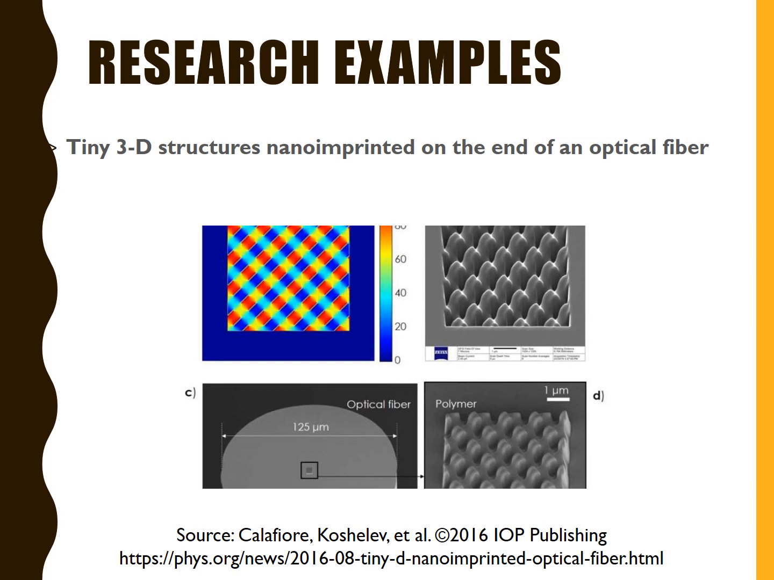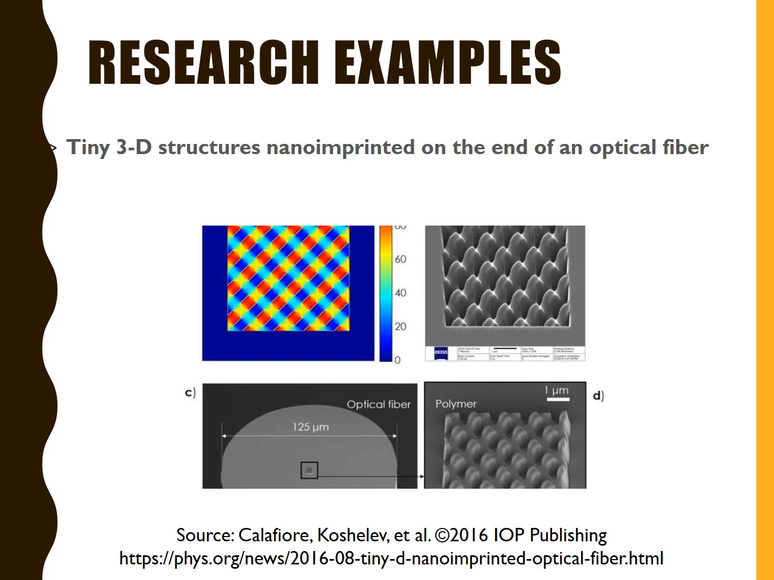This first one is talking about how some tiny three-dimensional structures are nano-imprinted at the end of an optical fiber. Some researchers demonstrated the highest lithographic accuracy achieved in recent years for an imprinted three-dimensional image at the end of an optical fiber. The most interesting thing here is that the end of that optical fiber was the size of a human hair. So it had the thickness of a human hair.